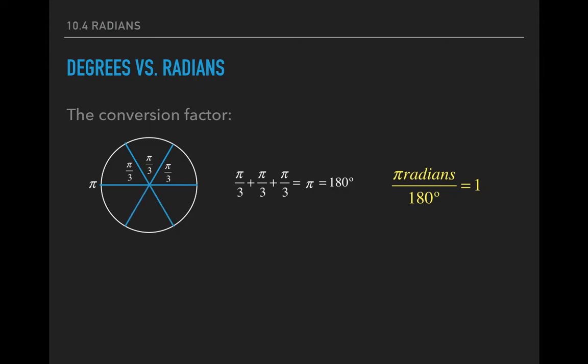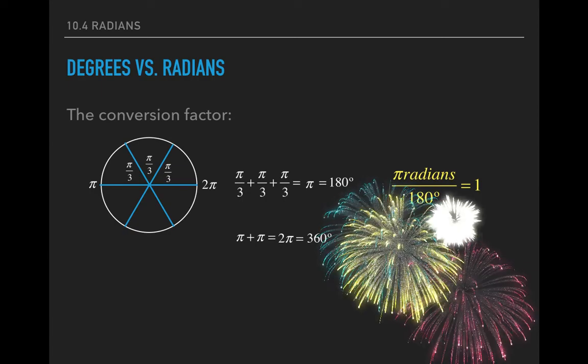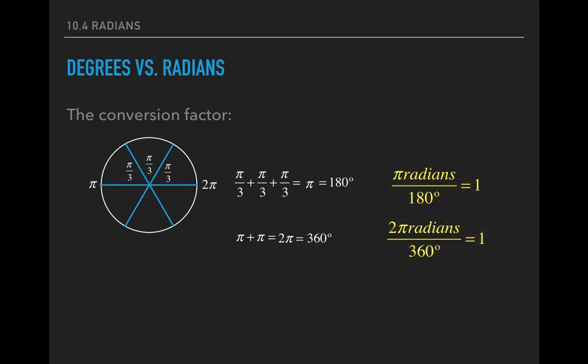Let's continue to divide up our circle. So that top half was pi, which means our bottom half is also pi. If you took those 3 pieces there and added them up, that would be pi. So what is a whole revolution? 2 pi radians. 2 pi radians is the same thing as 360 degrees, and that is going to give us another conversion factor. So you could use either one of those. They both are equivalent to 1.